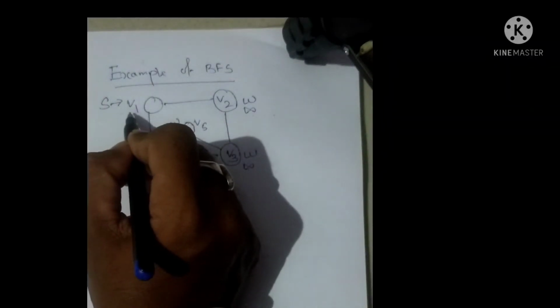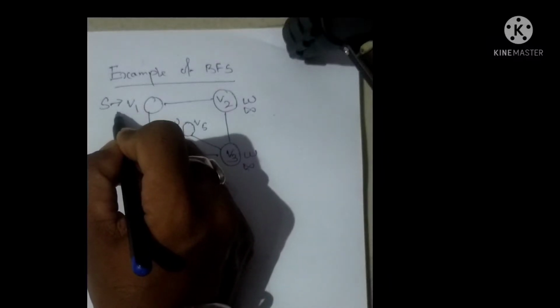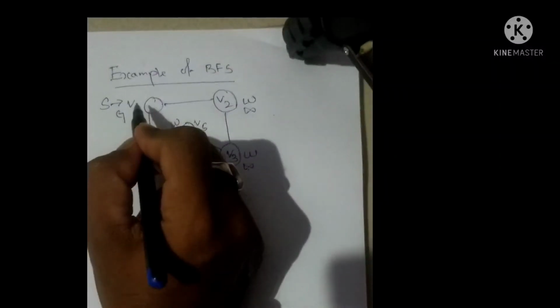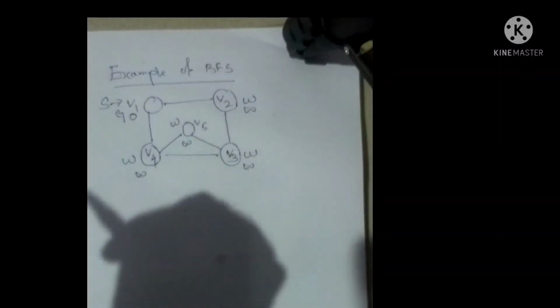Now the source vertex will be initialized. So which way are we going to initialize? As per the algorithm, it will be painted with the gray color, the distance value is 0, and the parent is nil. So nil, I am not writing anything. So this is the way we have initialized all the vertices.